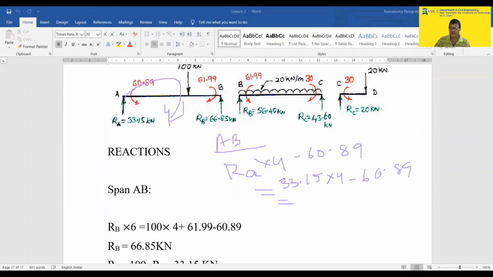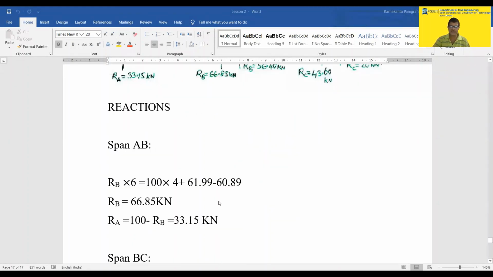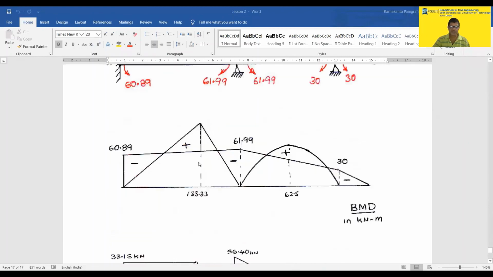33.15 into 4 will come nearly 132, right? 132.6 minus 60.89. So 132 minus 60 means 72. It will come 71 point something. So you can get the value and you can write it in this bending moment diagram as the maximum value, but the value coming 71 point something.